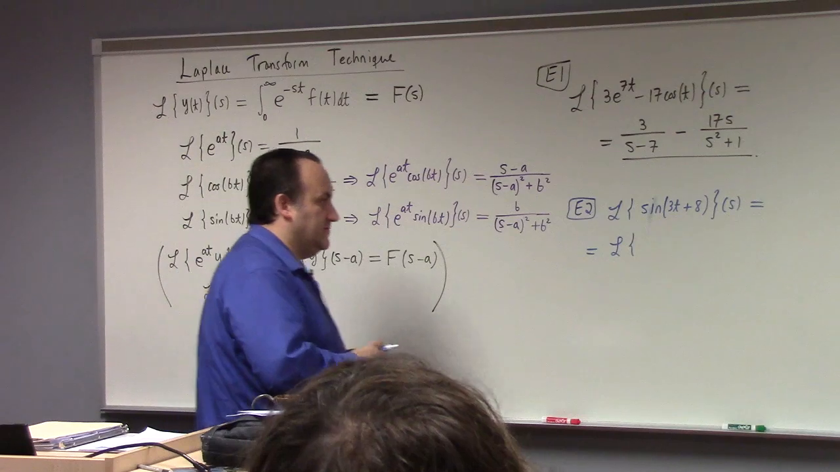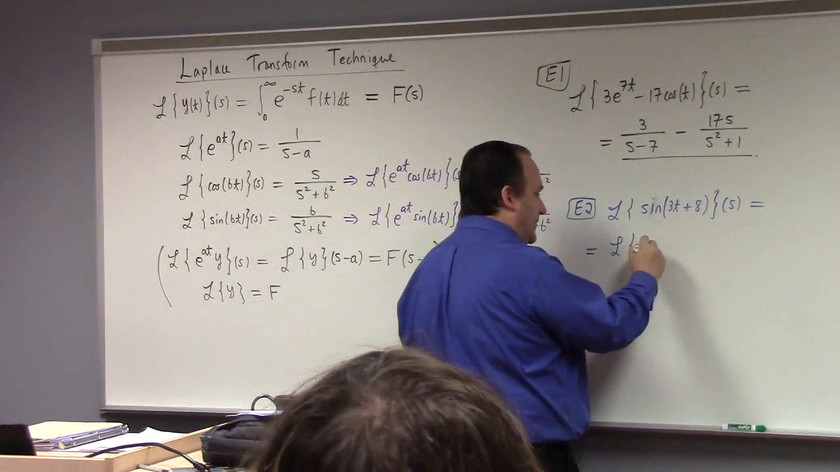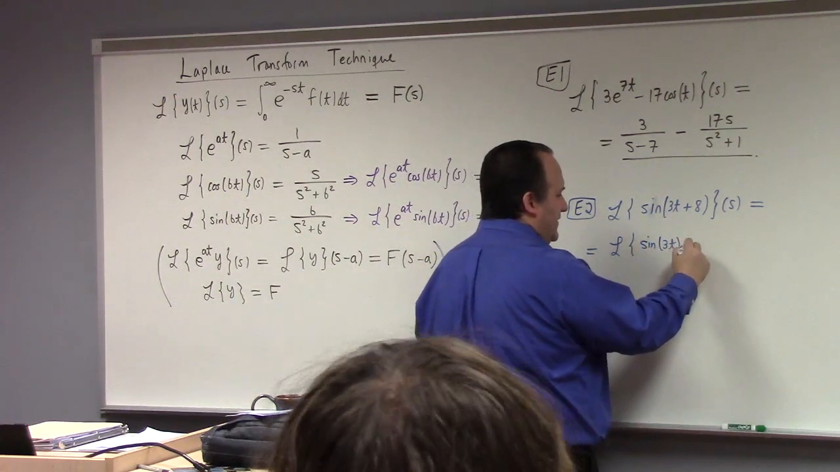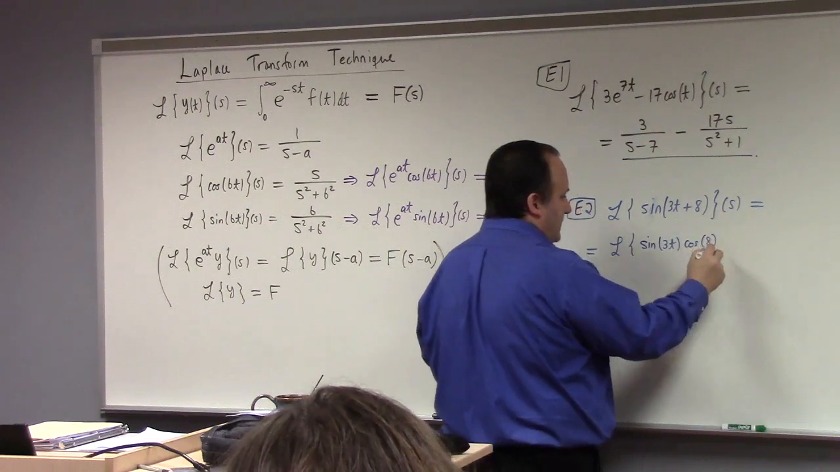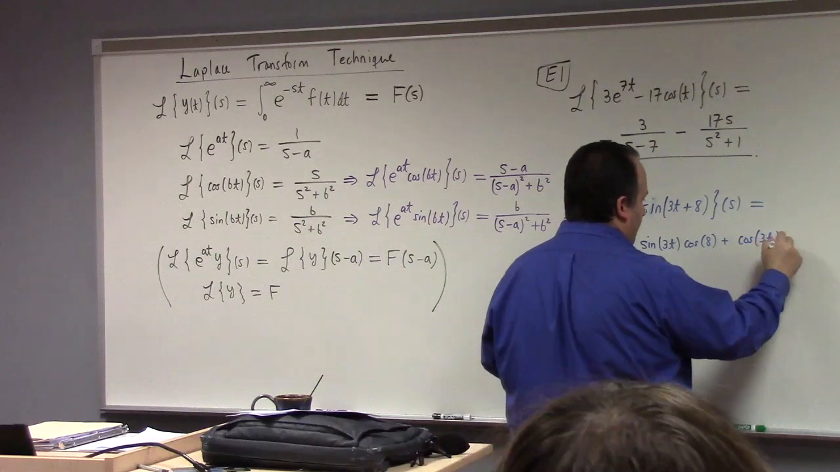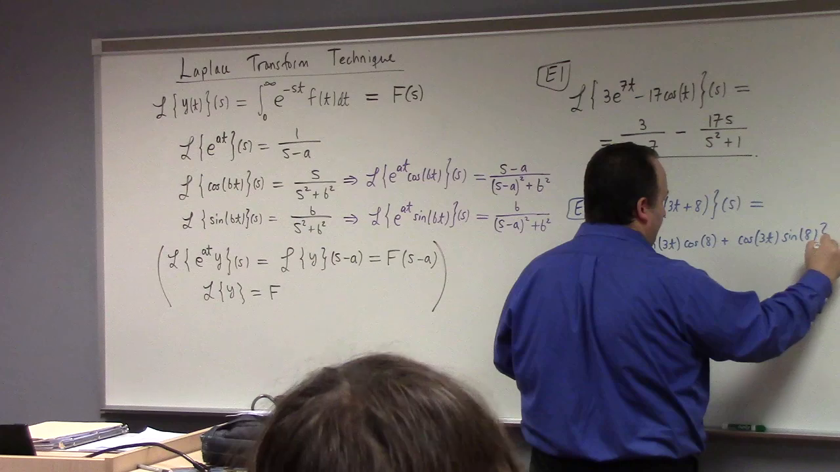So I need to, first of all, use some trigonometry that we're all supposed to know, but you may or may not remember. So sine of 3t plus 8, I mean, you guys probably know this. Sine of 3t cosine of 8, right? Plus cosine of 3t sine of 8, right? This is the adding angles formula for sine.